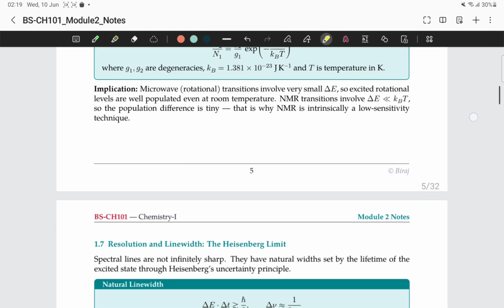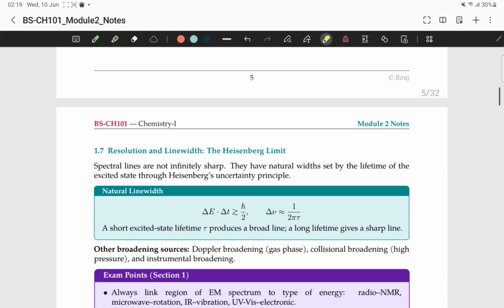Now, in NMR the energy gap, delta E, is incredibly small. That means the ground and excited populations are almost equal, because the net population difference is so small that NMR is inherently a low sensitivity technique. Another popular example. So this implication should be kept in mind thoroughly.